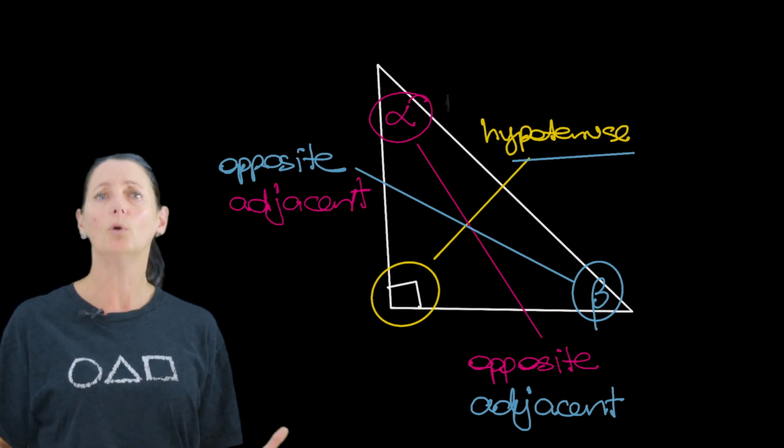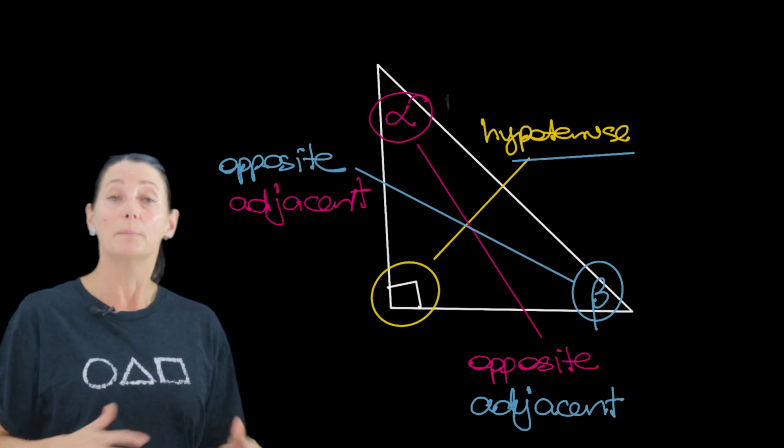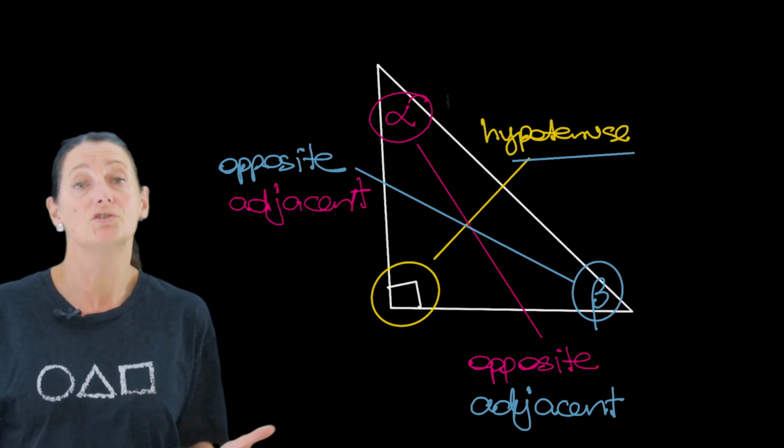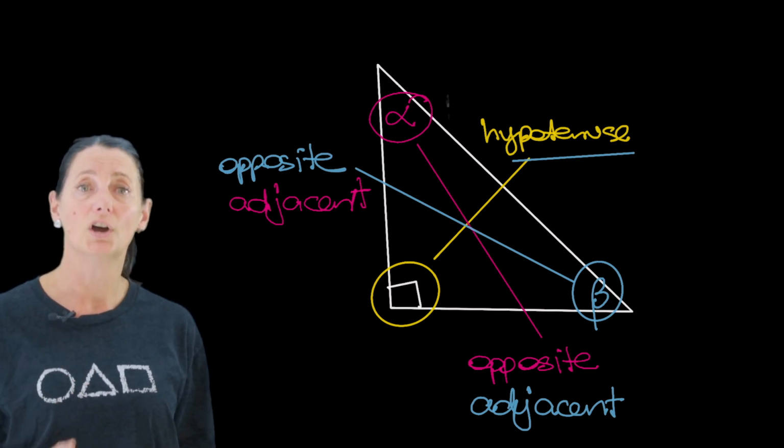It's really important to label your triangle correctly because in order to do trigonometry and to do the calculations, you need to know the correct sides. Let's try a few examples together now that we know how to label the sides of a right-angled triangle. Let's start with the first example.